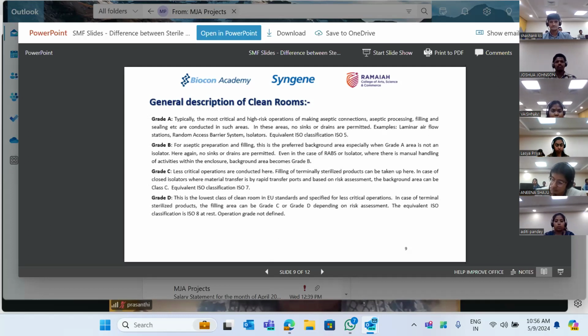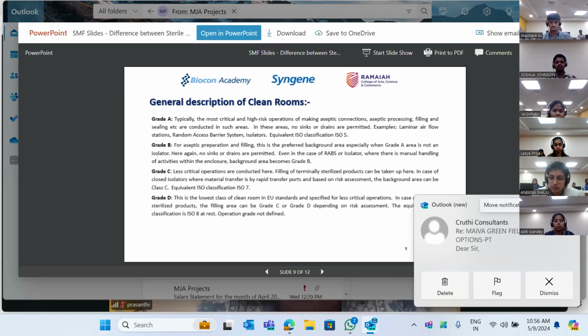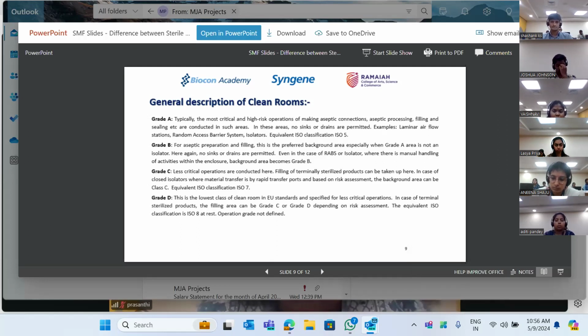This typically involves using sterilized equipment such as filling machines and containers with a clean room environment that meets stringent cleanliness standards. Sterile manufacturing is commonly used for products intended for injection or implantation into the body, where maintaining sterility is critical to ensure safety of the patient.